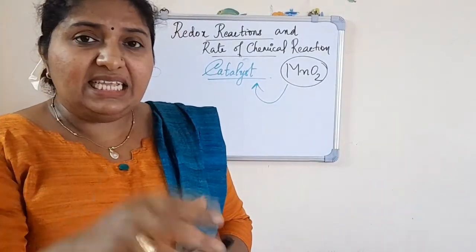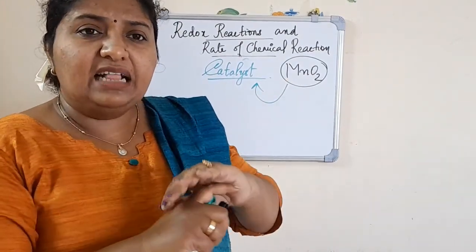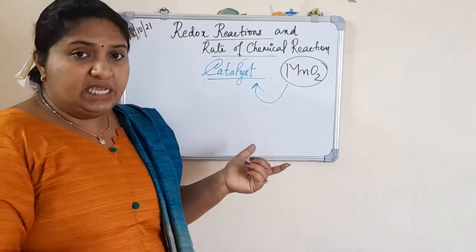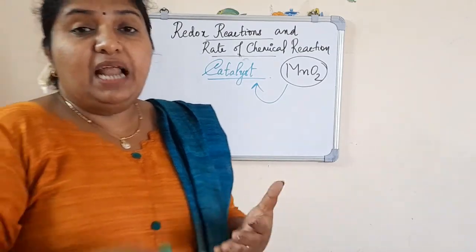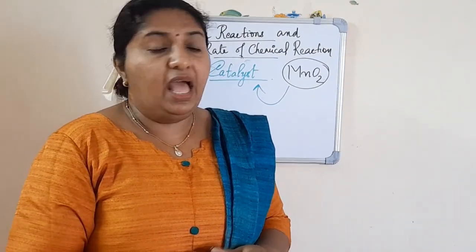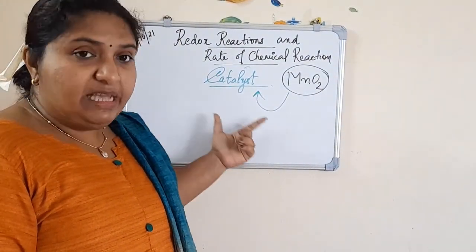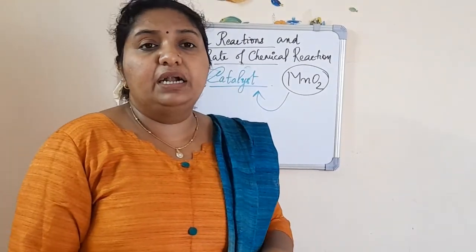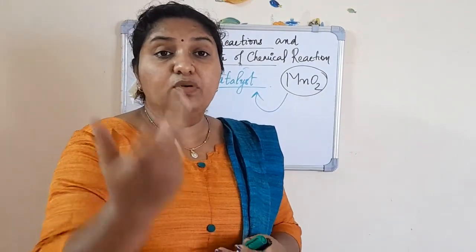So you must understand that the catalyst I have added is manganese dioxide. It has nothing to do with the chemical reaction. Catalysts are substances which just speed up the reaction but do not take part in the chemical reaction. So manganese dioxide is a catalyst. What are catalysts? Catalysts are those substances which increase the speed of the reaction without themselves taking part in the reaction. As you know, this hydrogen peroxide decomposes very quickly.